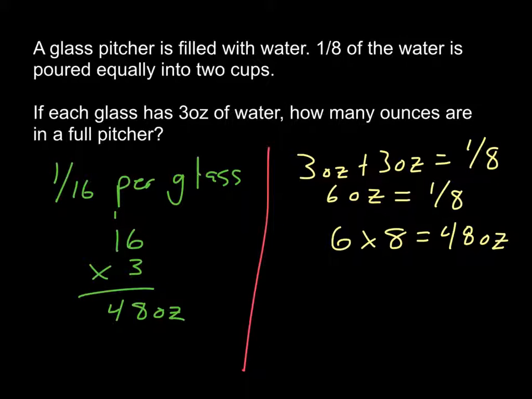Another way that you could solve this problem is saying one glass has 3 ounces, and a second glass has 3 ounces, which is 1/8 of the pitcher. So 6 ounces is the same as 1/8 of the pitcher. And then you can say 6 ounces times 8 is 48, because then you're multiplying it a slightly different way. Either way is correct. You might have another way that you solved it, but what we're looking for is those 48 ounces. Try this last part of the problem.